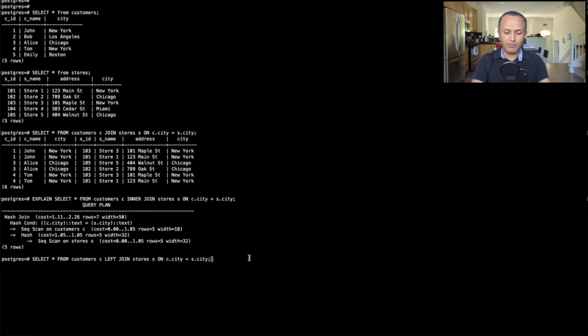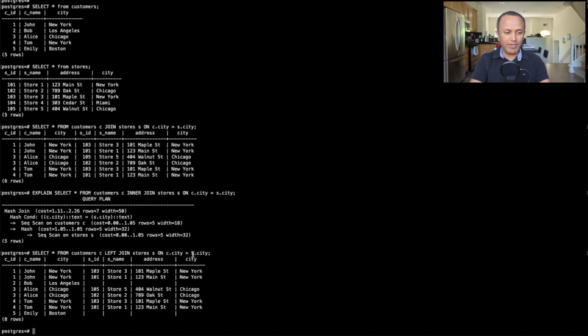So let's look at the result. We have all the customers. The ones that match are shown with the matching stores. The ones that do not match have nulls where the store would be, because obviously there is no matching store. So we have Bob, Los Angeles, and there are nulls here, which are these empty cells. Same thing with Emily, Boston, and we have nulls here. This is because we did a left join.